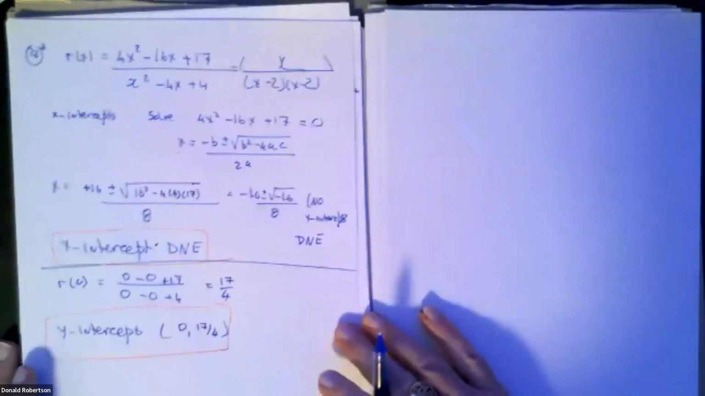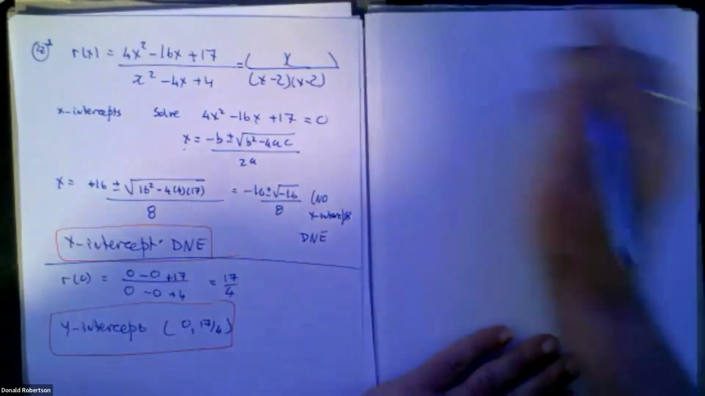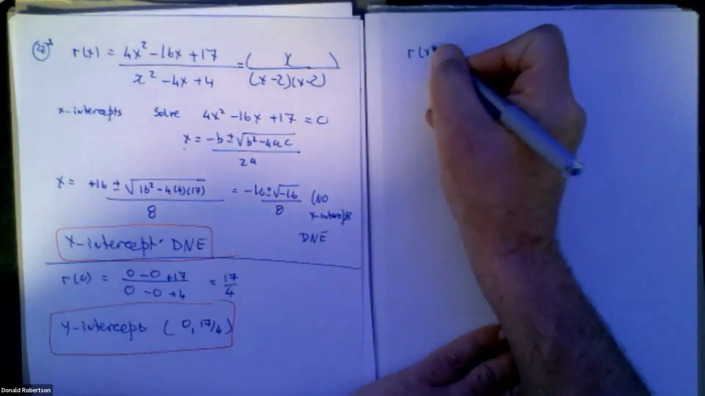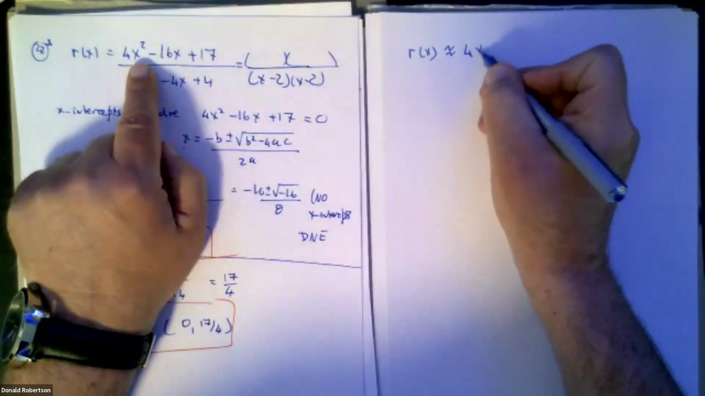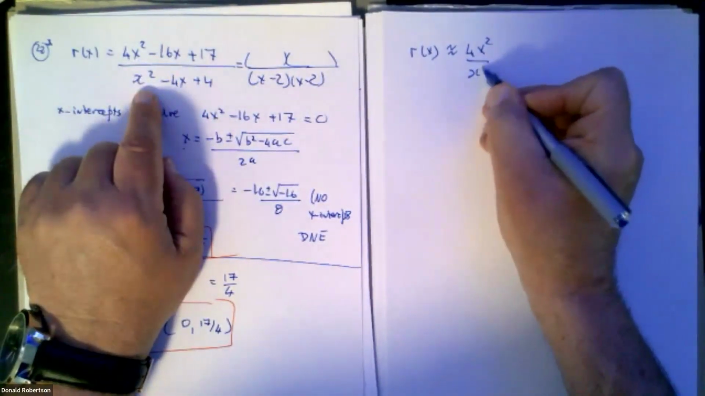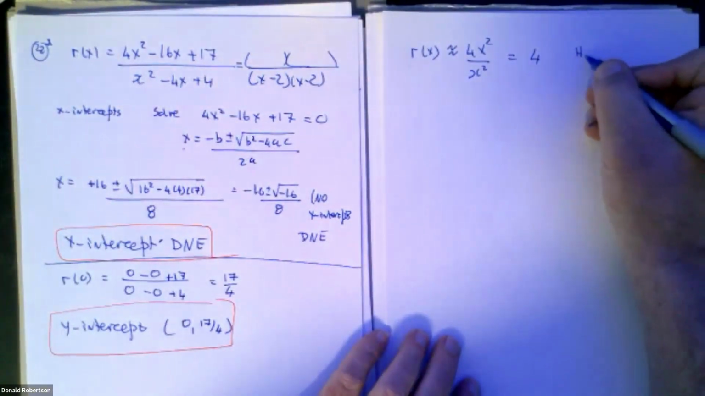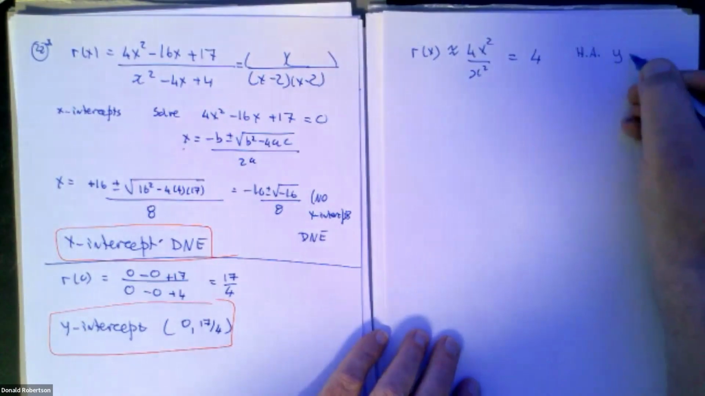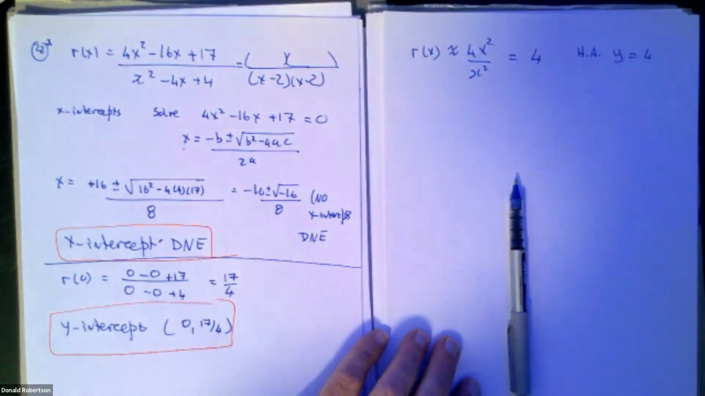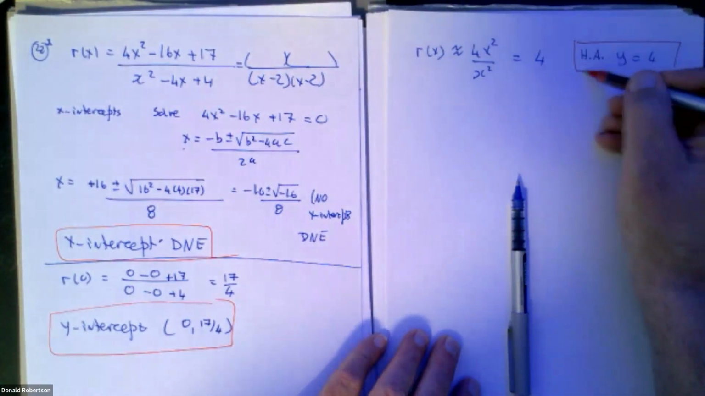Okay, let's do horizontal asymptotes, see if there is one. Well, it behaves as a 4x squared on the top and an x squared on the bottom, which is 4, which means it does have a horizontal asymptote, and its equation is y equals 4.